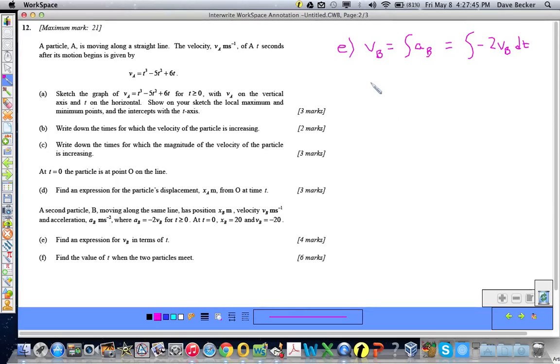Okay. I also know that the derivative of the velocity with respect to t is equal to negative 2 vb. Negative 2 vb, and there's no derivative there, right? Okay. So I just did this to show you the relationship, the inverse relationship between velocity and acceleration. Okay, and my task here is to find an expression for vb in terms of t.